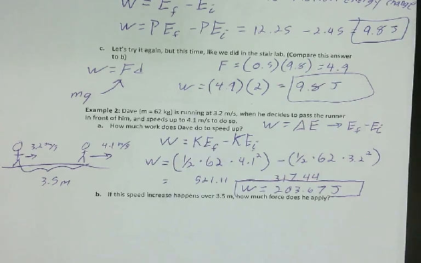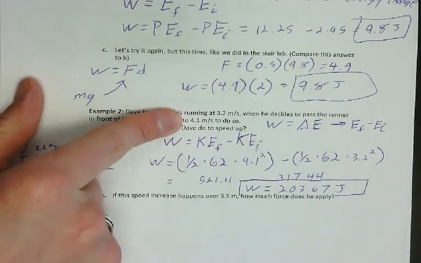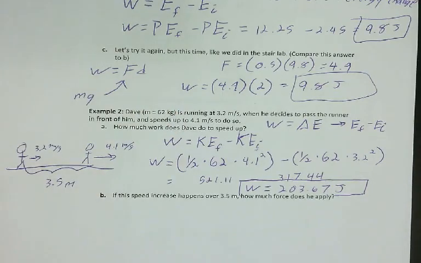So Mr. B, how did I know to do the delta E? How did I know not to do the Fd? I didn't know enough to do the Fd. I didn't know about that. The other way is, what did it give me? It gave me velocities, which is kinetic energy, motion energy. So I was given motion, so I used motion to solve it.